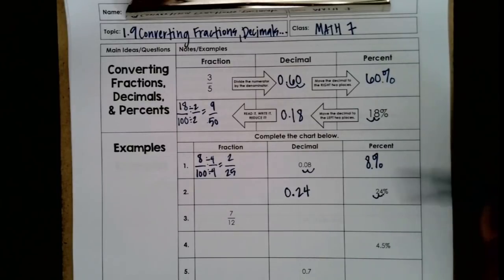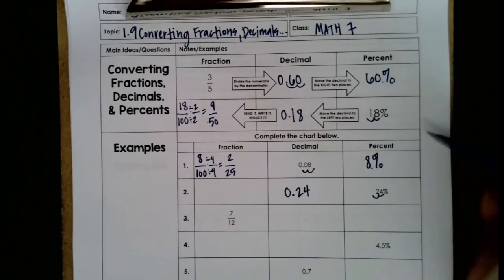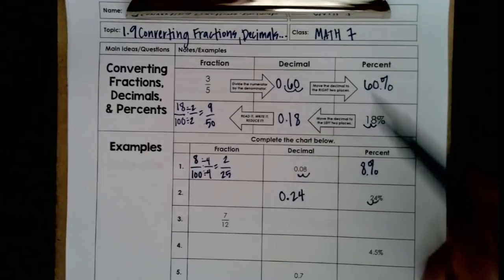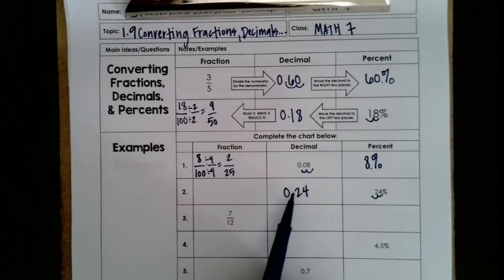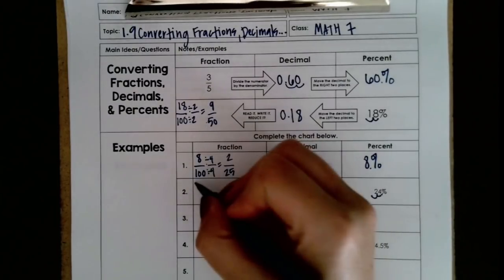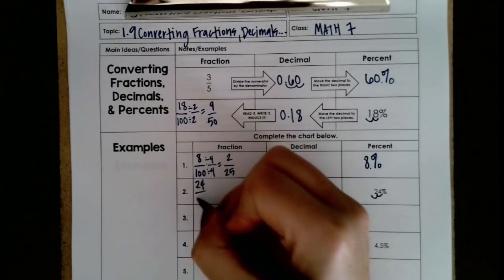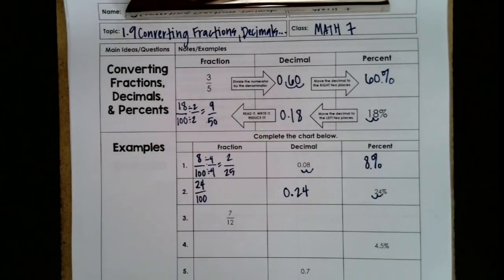It's really not that hard at all. In fact, this should probably feel a lot easier than what we've been doing with operations with fractions. Now, in order to turn this into a fraction, we're going to read it, write it, and reduce it. So remember, this is 24 hundredths. So we're going to write 24 over 100.